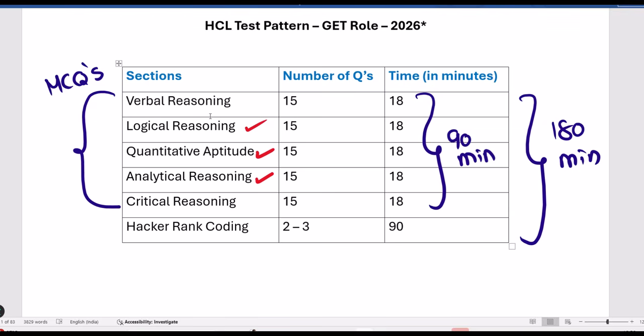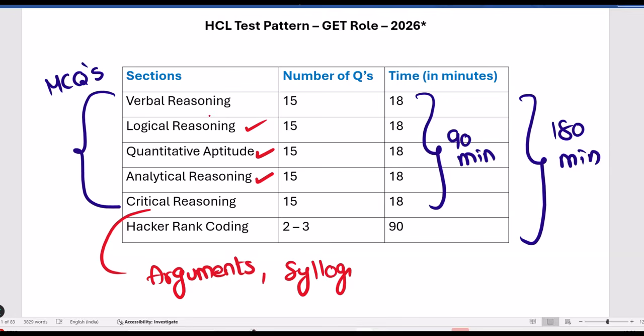For critical reasoning, statements and assumptions, statements and conclusions, and statements and arguments will be there. So you just go through the videos on my channel. We already gave certain inputs related to critical reasoning arguments. Generally, they'll give an argument and ask which among these will weaken or strengthen that argument. Statements and conclusions, and syllogisms will also be asked in critical reasoning. All pens are pencils.